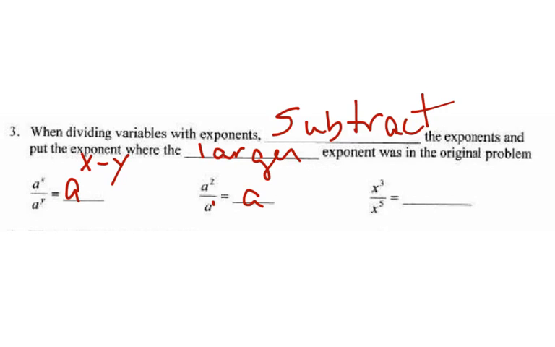X to the third over x to the fifth, if you will look, 5 is bigger than 3, so your x has to go in the bottom. Then you're going to subtract 5 minus 3, and that's where you get x squared. Can't leave the top of a fraction empty, so you put a 1 up there.